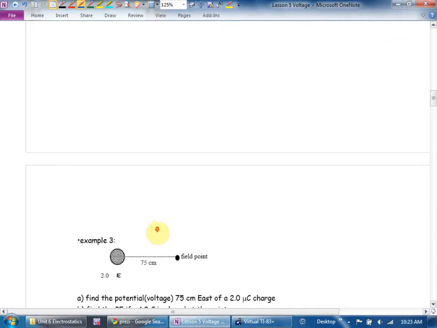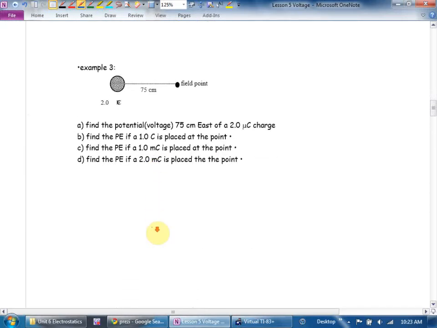Example 3. Turn the page. You may notice that example 3 is almost identical to example 1, except all that I've done is replace the word electric field with potential, and replace the word force with potential energy. So it says, find the potential, or the voltage, 75 centimeters east of a 2 microcoulomb charge. Potential is KQ over R.